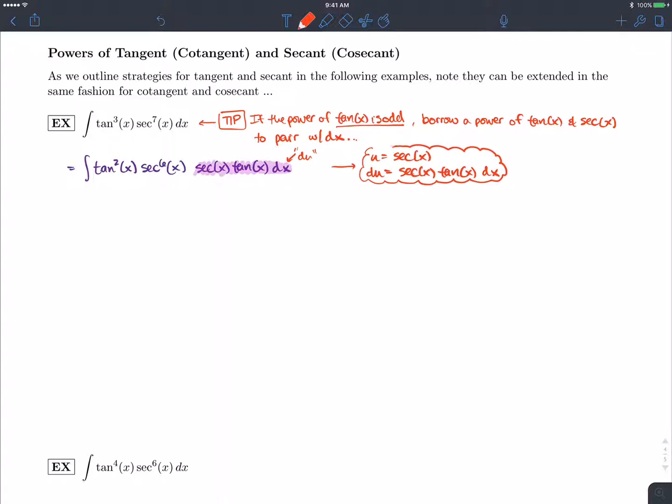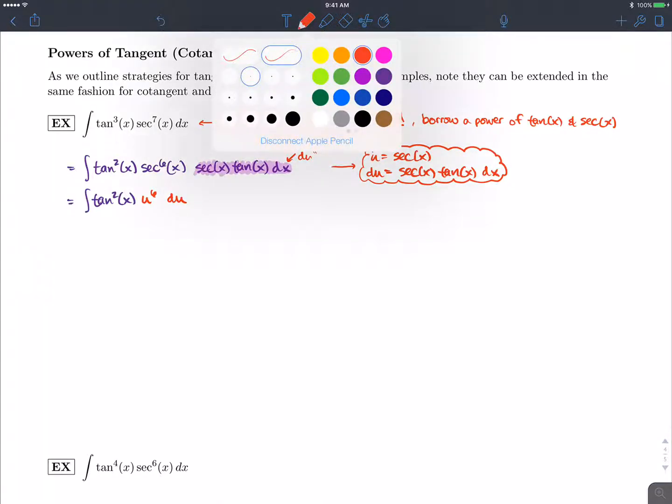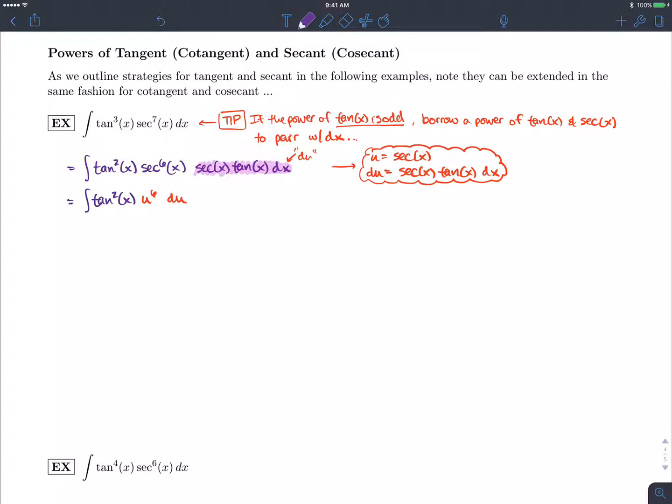So let's see if this works out for us. Going back in, we've got tangent squared x, and now secant is going to become u to the power of 6, and that secant tangent is going to be du. So here we go. How do we resolve this tangent function? Well, just like with sines and cosines, we're going to be using these Pythagorean identities, and that's why we wanted to reduce that odd power to an even power so we could use the Pythagorean identity with the tangent.